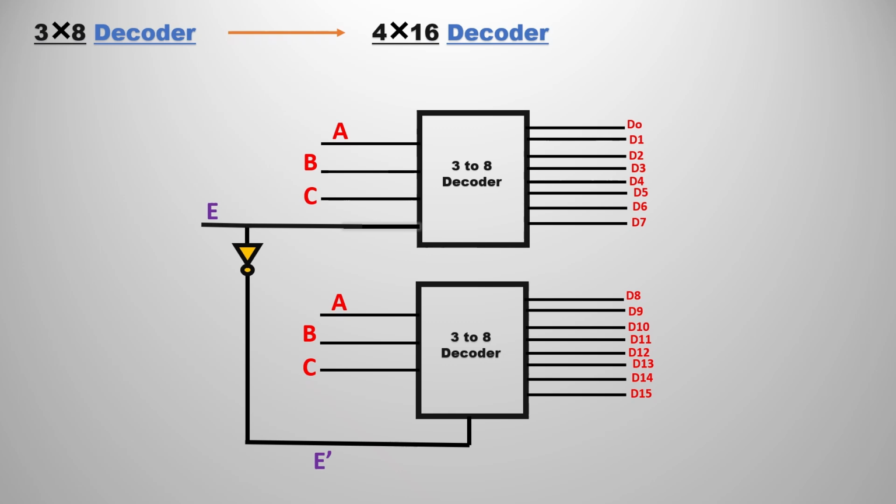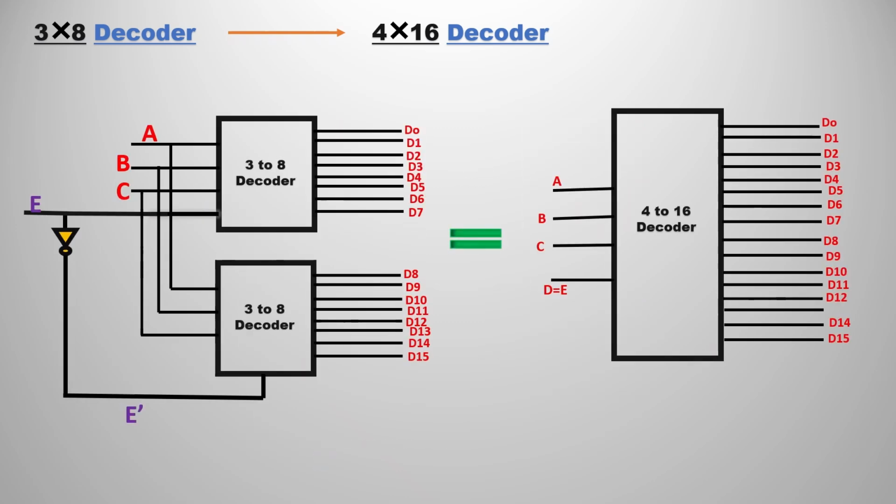You can relate this with the first one, that is 2 cross 4 to 3 cross 8, that you can compare with. You can simply merge the variables A, B, C like that, and the enable is the fourth variable, so you can equate both of them. You can simply say that the 4 cross 16 decoder is implemented with the help of two 3 cross 8 decoders.